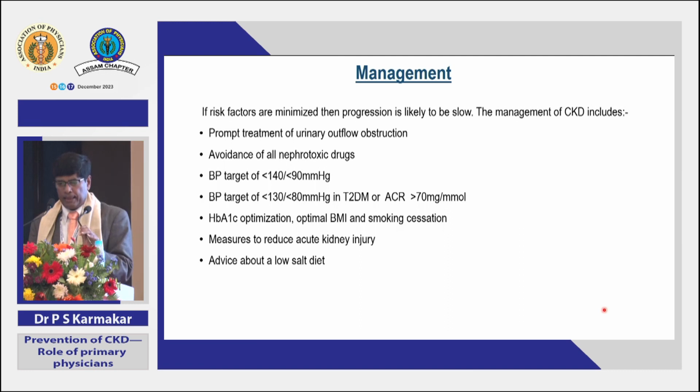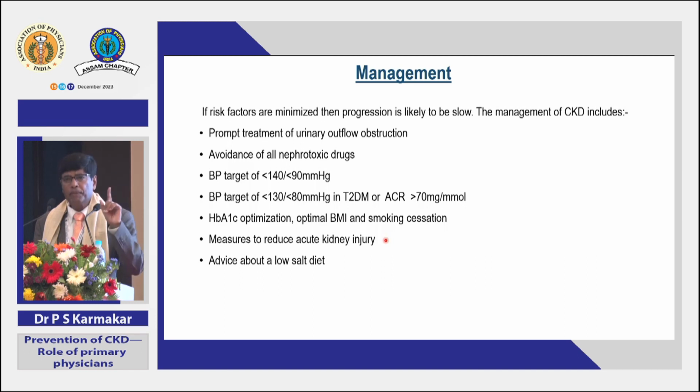So far as management is concerned, if risk factors are minimized, then progression is likely to be slow. The management of CKD includes prompt treatment of urinary outflow tract obstruction and not using nephrotoxic drugs. BP target would be less than 140/90. Now the ISH, the International Society of Hypertension, in 2020 has made it further low. Our target should be less than 135 by less than 85 millimeter of mercury. But if the patient has albuminuria to the tune of 70 milligram per millimole, then you have to make it further low, less than 130 by 80 millimeter of mercury. HbA1c optimization, optimal BMI, and smoking cessation are all very important therapies so far as delaying the process or prevention of CKD is concerned.